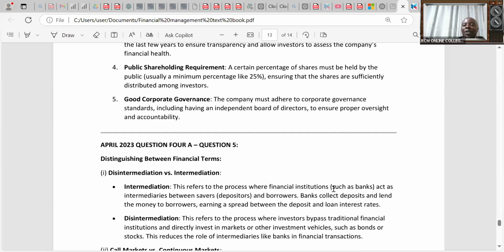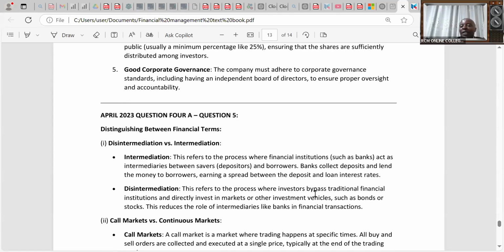So if I come, ladies and gentlemen, and share this: intermediation refers to the process where financial institutions such as banks act as intermediaries between savers and borrowers. Banks collect deposits and lend the money to borrowers, earning a spread between the deposit and loan interest rates. And then we have disintermediation. This refers to the process where investors bypass traditional financial institutions and directly invest in markets or other investment vehicles such as bonds or stocks. This reduces the role of intermediaries like banks in financial transactions.